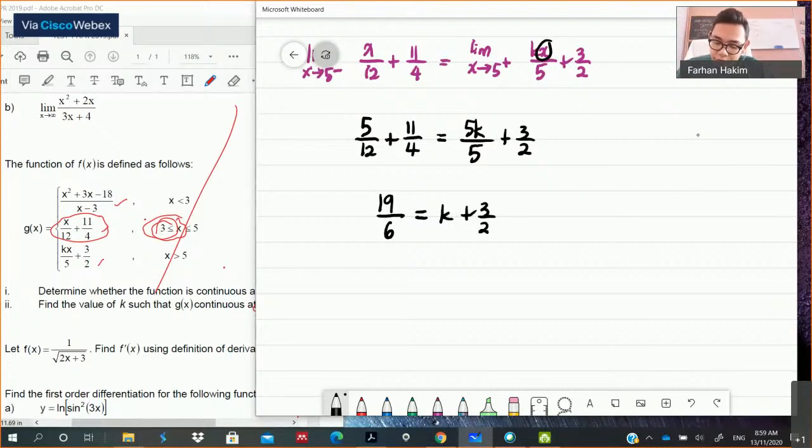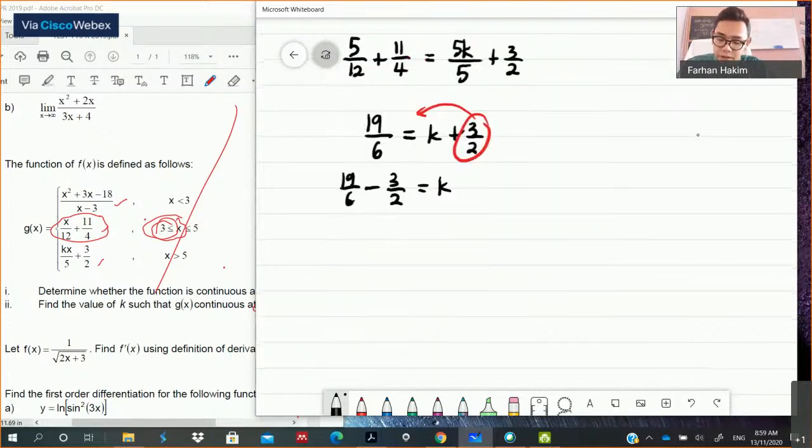So to get the value of k, we have to bring 3 over 2 to the left side. We'll have something like k is actually 19 over 6 minus 3 over 2. So our final answer will be k is actually 5 over 3. So this is our final answer. But please don't put a hashtag in it when you're writing your answer and submitting it to me.